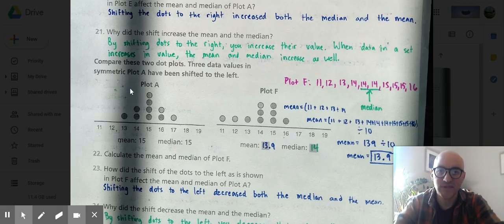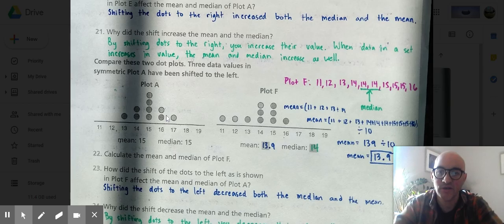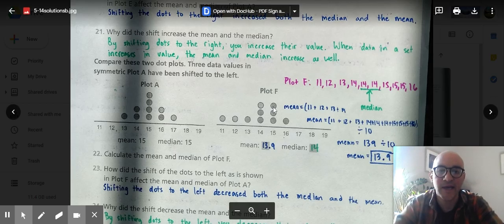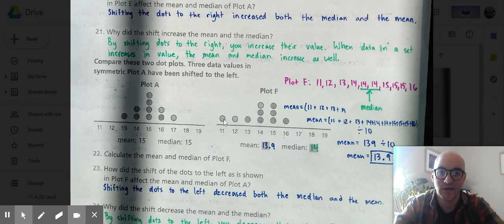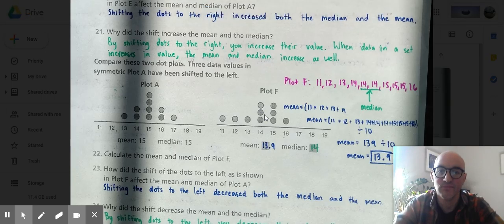Okay, we're going to do the same thing for the second half of our page. Compare these two dot plots. Three data values in plot A have now been shifted to the left. Plot A is this nice triangle, it's symmetrical, and we're shifting some of these values over to the left. We're shifting one of the 15s over to 11, and one of the 17s over to 12, and so forth. So three of them have been shifted over.